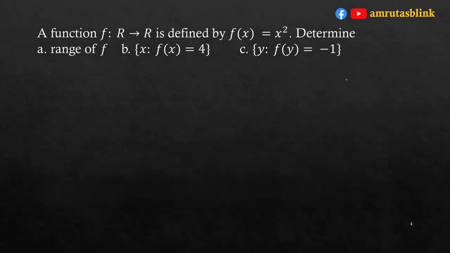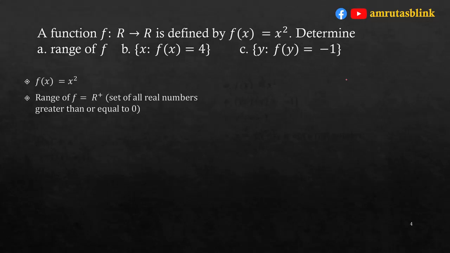Moving to the next problem. A function f from R to R is defined by f of x is equal to x square. Determine the range of f. Find x for f of x is equal to 4 and y for f of y is equal to minus 1. f of x is equal to x square. Now we need to find the range of this function, as the function is defined on real numbers.